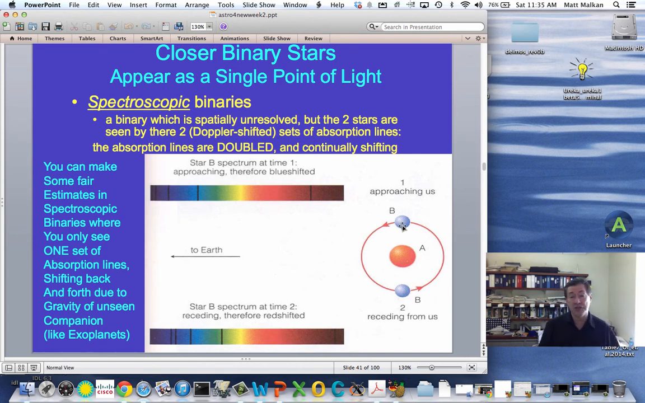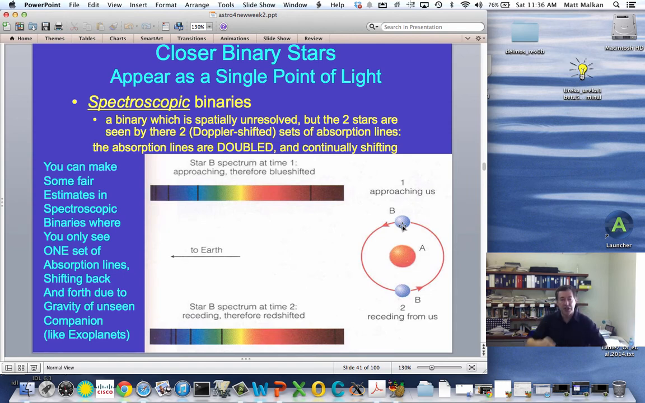So if you just have the patience to take a series of spectra, which I've done and many people have done, you could determine that the light that looks like it's coming from a single star is actually the combined light of two stars in a binary orbit around their mutual center of mass. And the beauty of this is, of course, one of the stars will in general have bigger velocity shifts, while the other one is shifting a little bit.